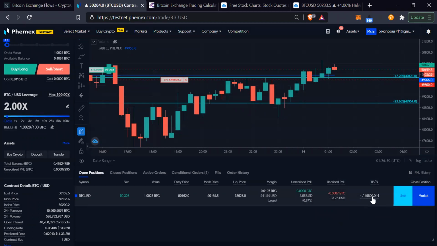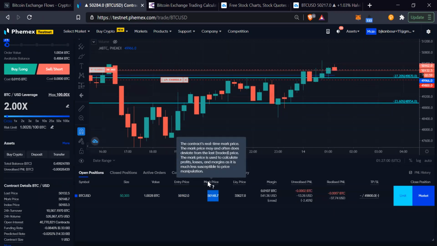You'll see my stop loss is 49,800. This is my lot size. In US dollars, this is the value of my position. So it's 1 Bitcoin. So essentially my lot size in Bitcoin is 1. If you guys are trading on MetaTrader, then that is going to be essentially the same thing as trading 1 lot with 1 contract. And then my entry price was 50,162. This is the current mark price, the market price of Bitcoin.